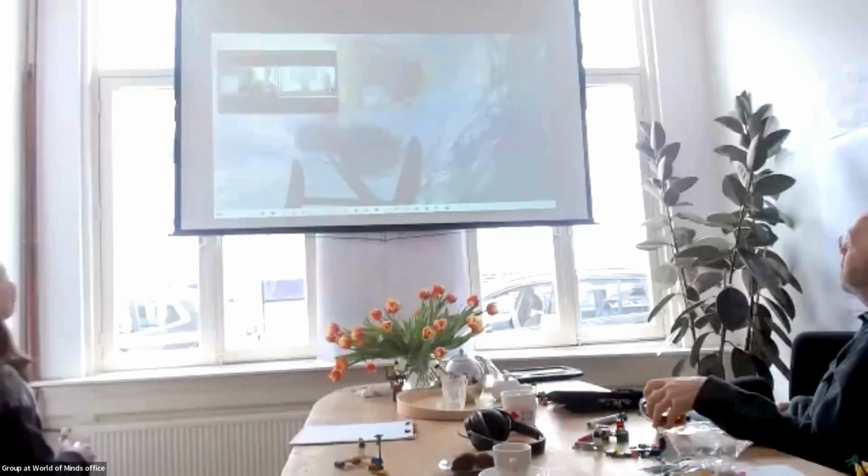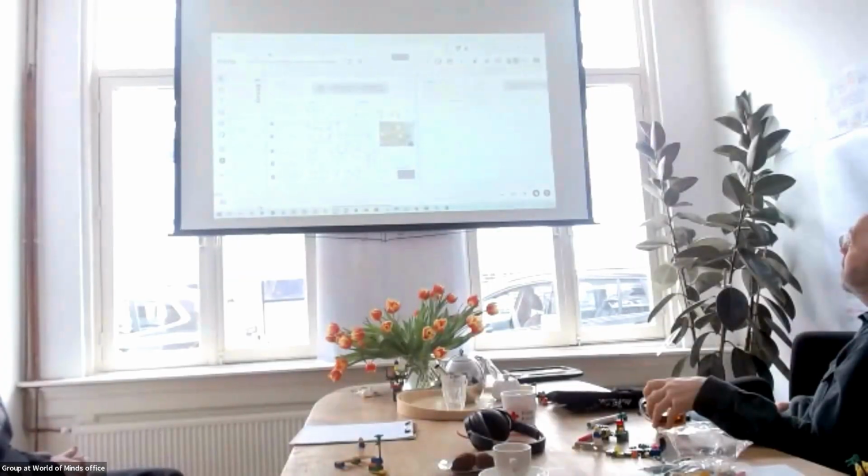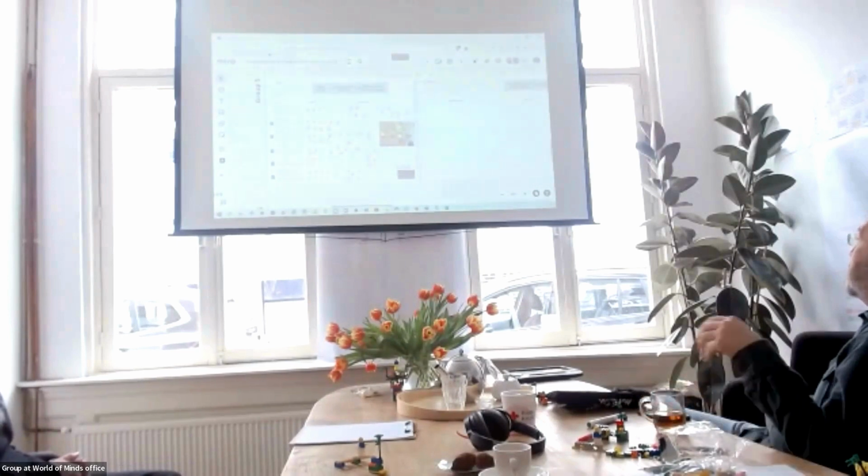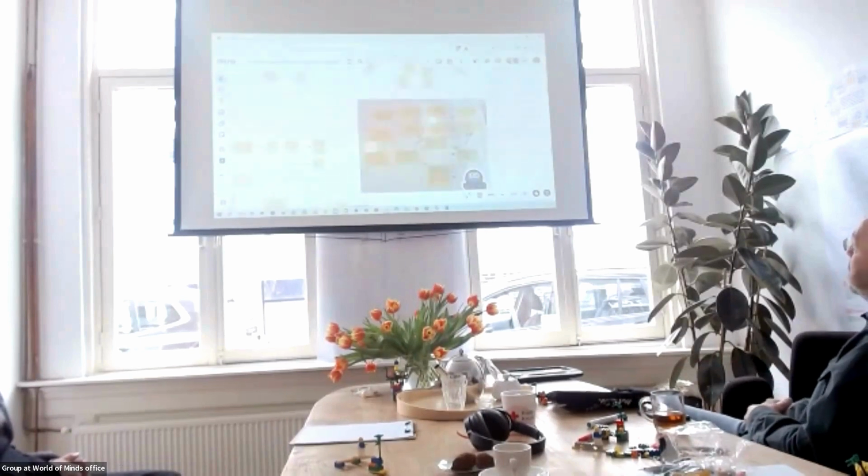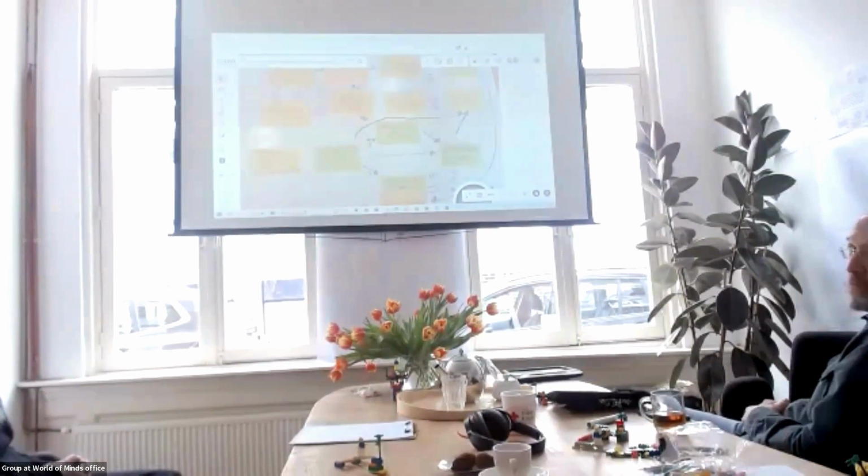The group in The Hague, do you want to share something? How did it go on your side? For the rest of you, you can see there are a few pictures of what's going on in The Hague on the Miro board. Maybe you can put our picture up, Hannah, to share it, and then I'll ask someone here to tell something about it. Do I have a volunteer? Yes. Okay. Can you hear us, Hannah? Yeah.